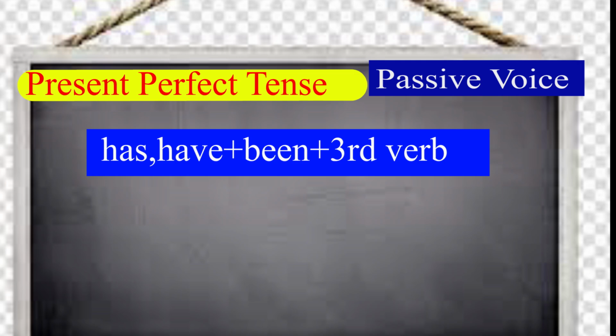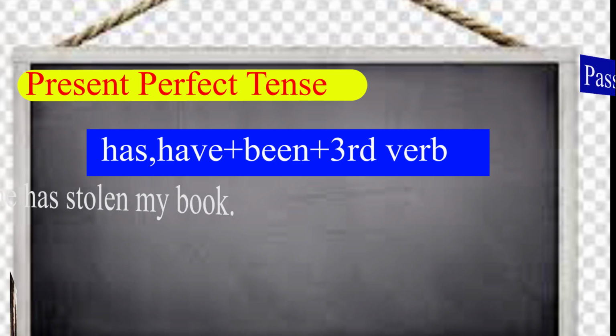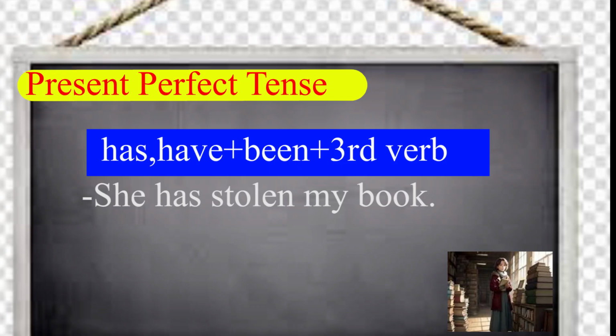Let's say for example: she has stolen my book. In this active voice we are talking about what? About her. We are talking about her. As the active participant, she. She had stolen my book.